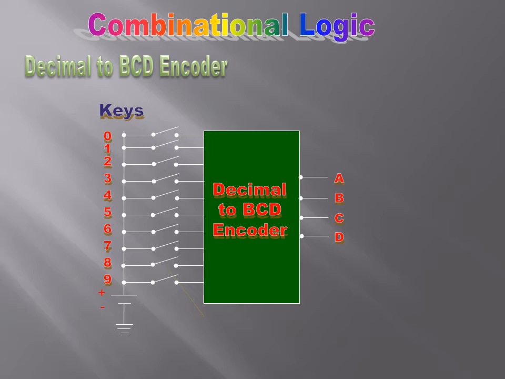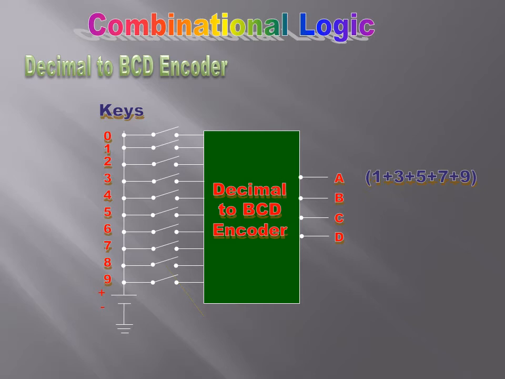Now how to do this is that we have one least significant bit and one most significant bit. The least significant bit is the rightmost bit, and we can consider A as the least significant bit. So when this A should be 1, there are 5 conditions: when the number is 1, 3, 5, 7, or 9. So if the number is 1 or 3 or 5 or 7 or 9, then only this A bit should be 1.